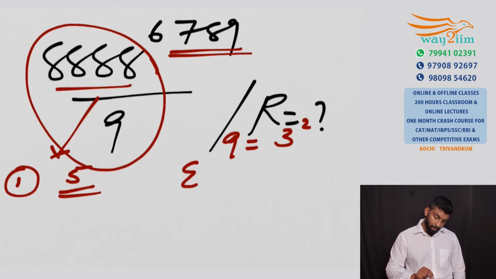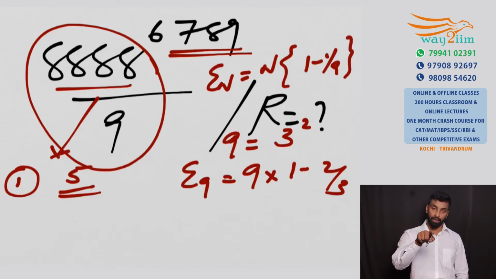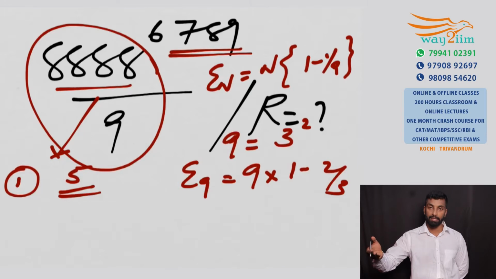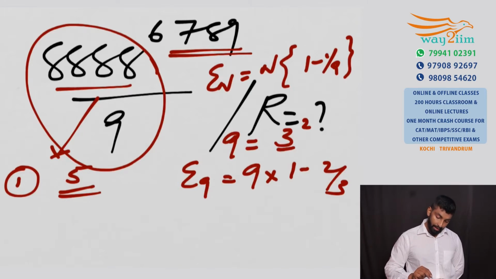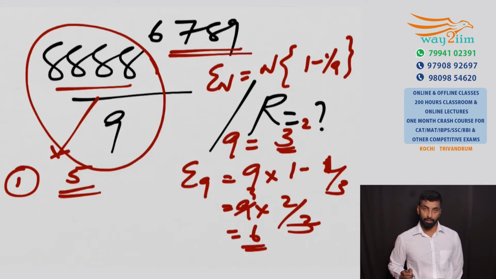So the Euler's number of the denominator, E of 9, I am representing as 9 into 1 minus 2 by 3. You know the formula, right? E raised to n is equal to n into 1 minus 1 by a, if only one prime number is there. If b is there, 1 minus 1 by a into 1 minus 1 by b. If c is there, 1 minus 1 by a into 1 minus 1 by b into 1 minus 1 by c, right? Here I have only one, 3. So 9 into 1 minus 1 by 3, that means 9 into 2 by 3. So you get 6 as the Euler's number of 9.